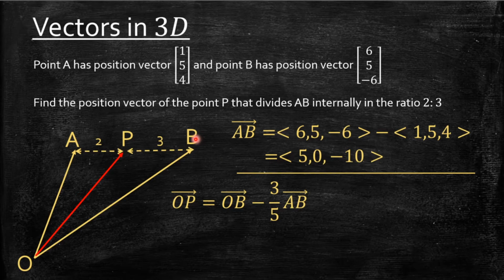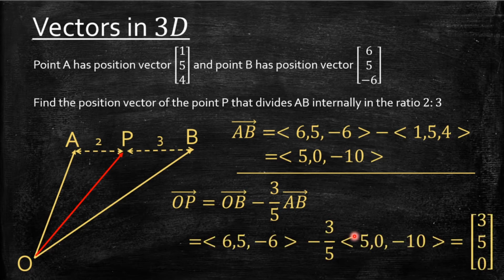We could have worked out vector BA, but because we worked it out before, it's not necessary. It's also good to know that if you're going in the opposite direction of a vector, you just take the negative of that vector. Alright, so vector OB is (6, 5, -6), and we're going to take away 3/5 of (5, 0, -10), which gives us the same vector we had before of (3, 5, 0). So we know we've done it right.